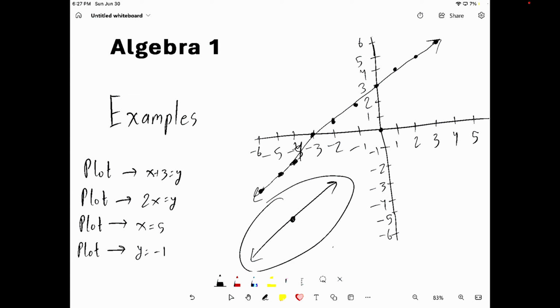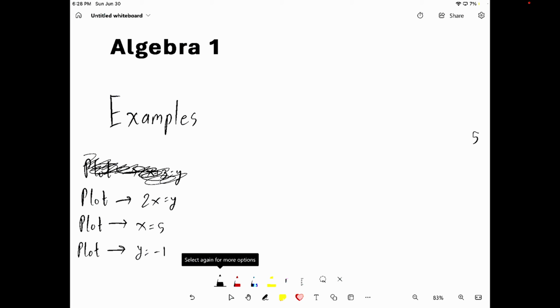Good. Let's move on to our second example. Our second example is y is equal to 2x. So what we're going to do to plot this is, again, we have to draw the coordinate plane.